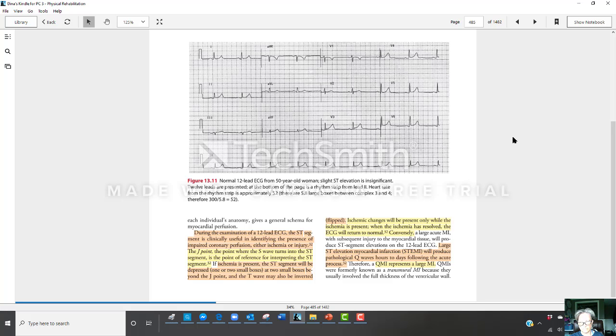32. Conversely, a large acute MI, with subsequent injury to the myocardial tissue, will produce ST segment elevations on the 12-lead ECG. Large ST elevation myocardial infarction, STEMI, will produce pathological Q waves hours to days following the acute process. Therefore, a QMI represents a large MI. QMIs were formerly known as transmural MIs because they usually involve the full thickness of the ventricular wall.